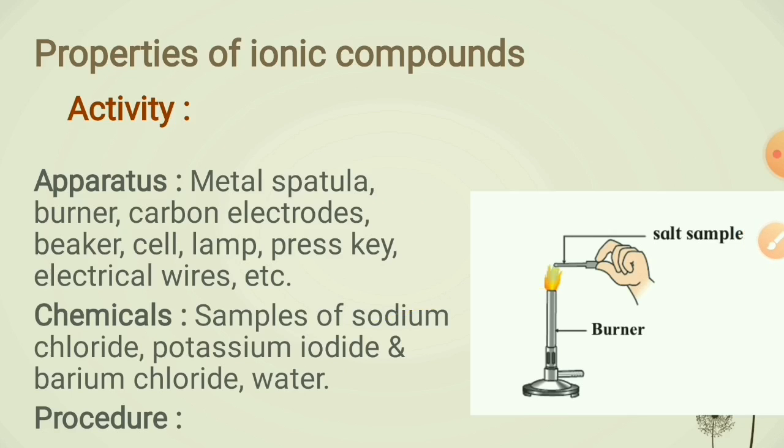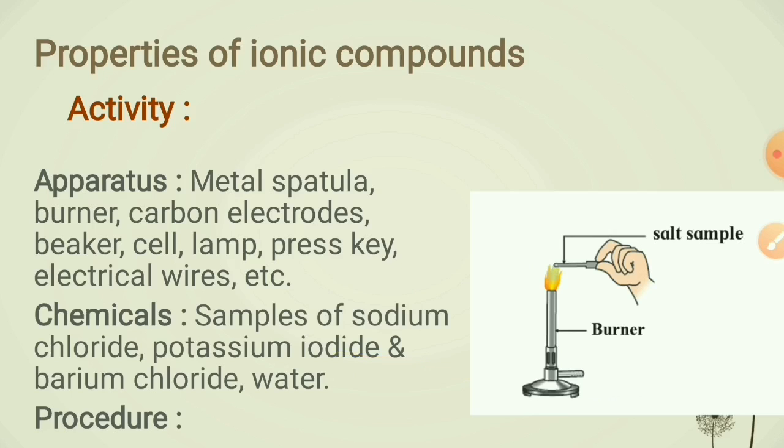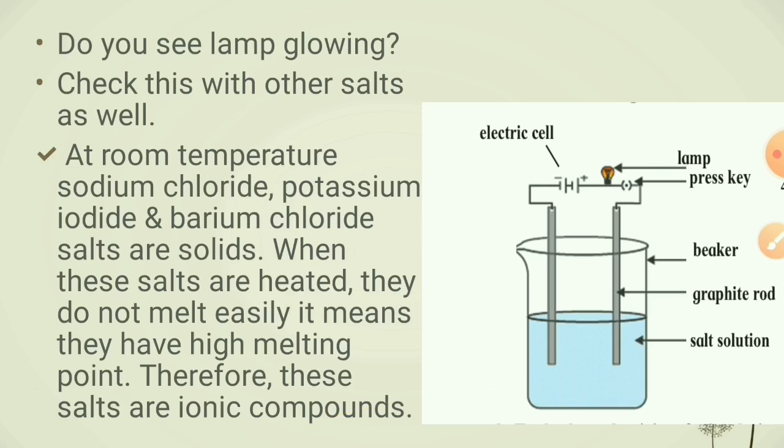These are the apparatus being shown and the chemicals which are used. The procedure is you have to place the sample of one of the above salts on the spatula. It is being shown here in the figure on the flame of a burner. Repeat the procedure using other salts.